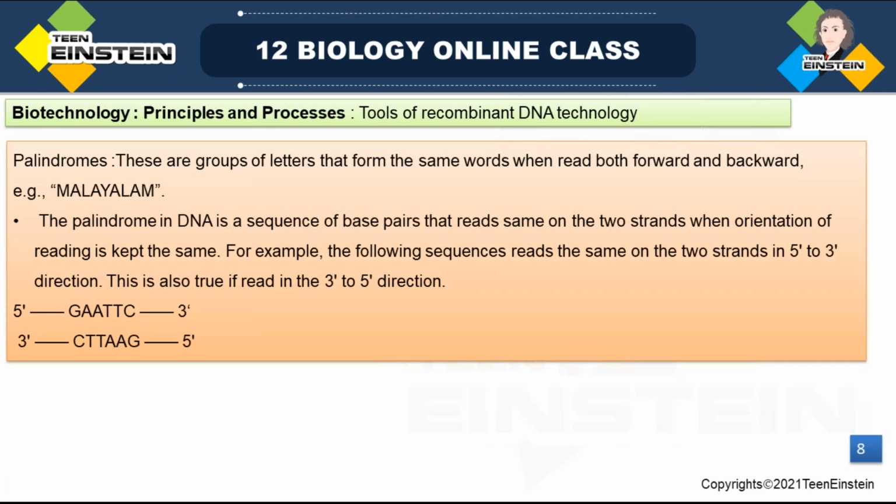Just now we spoke about palindromes. What is a palindromic sequence? It is a group of letters that forms the same word. If you read from both directions, left to right or right to left, it gives the same word. Here we have given an example, Malayalam. The word Malayalam, you can read M-A-L-A-Y-A-L-A-M from left to right.